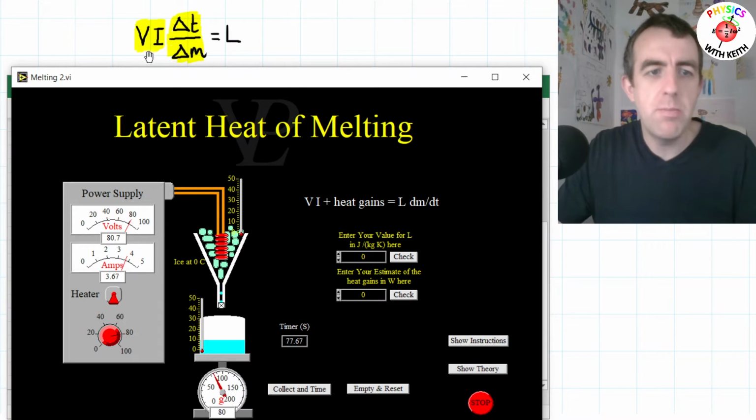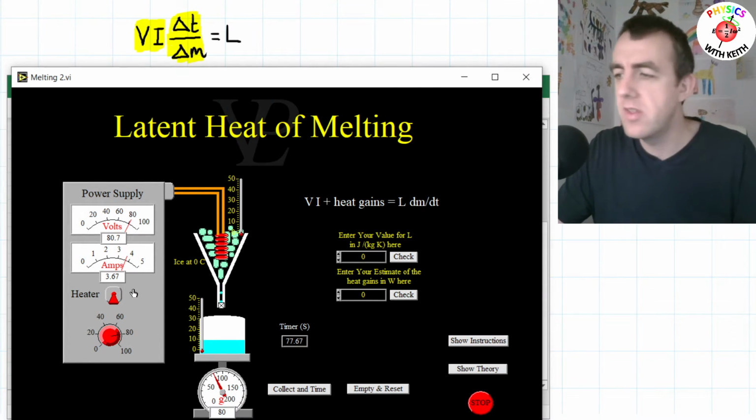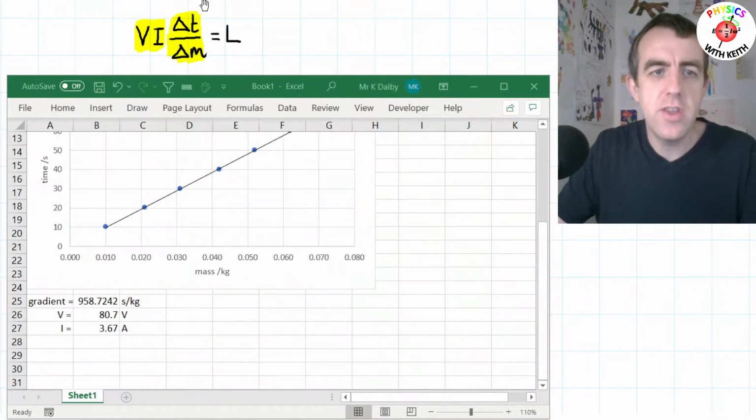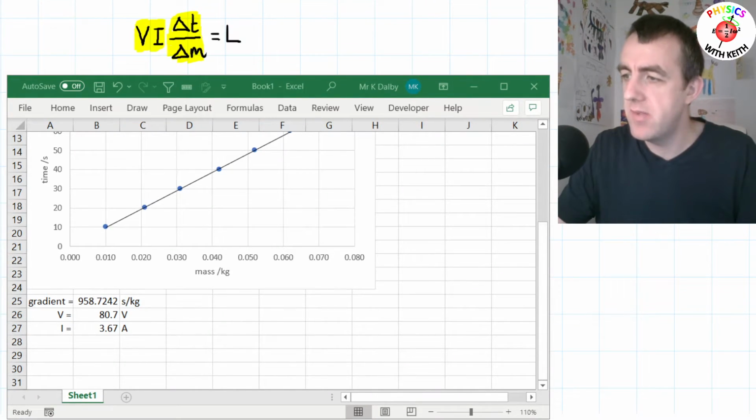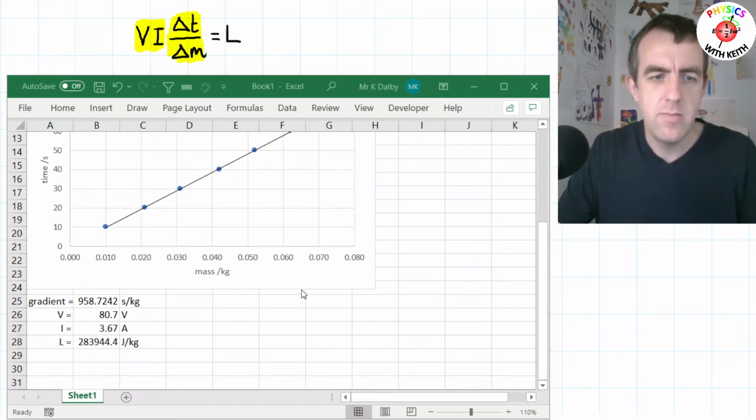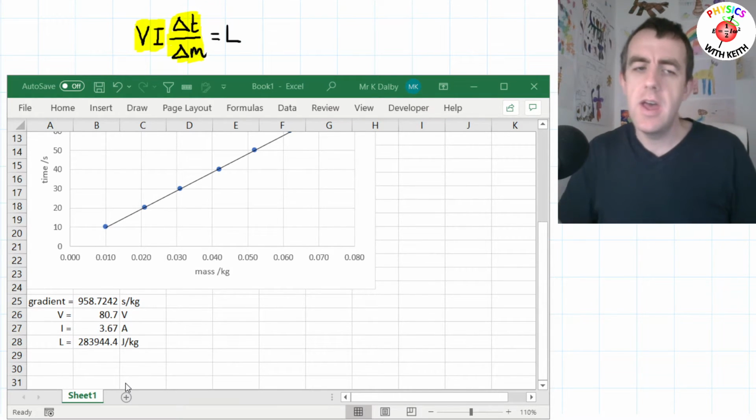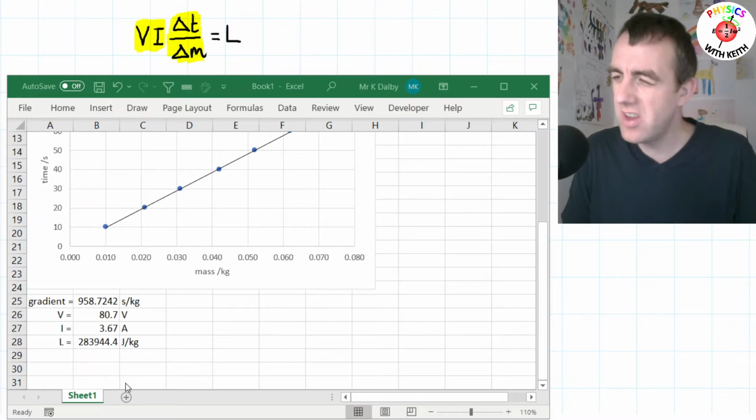And you can see from the equation above, we also need the potential difference across the heater, which is a whopping 80.7 volts in this case, and we need the current through the heater, which is 3.67 amperes in this case. So we're going to include those in the spreadsheet as well. And according to the equation that we wrote above, if I multiply these three numbers together, that will give me my specific latent heat of fusion of the ice. Now when you look at this number, 284,000 roughly, to three significant figures, 284,000 joules per kilogram, it sounds like a big number, but it's not actually high enough.